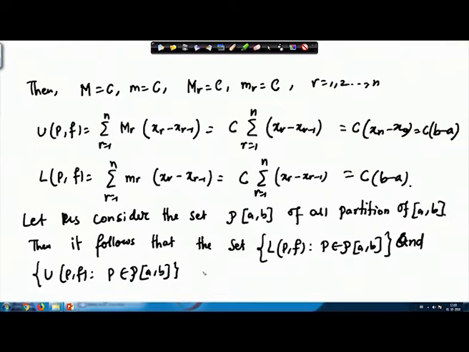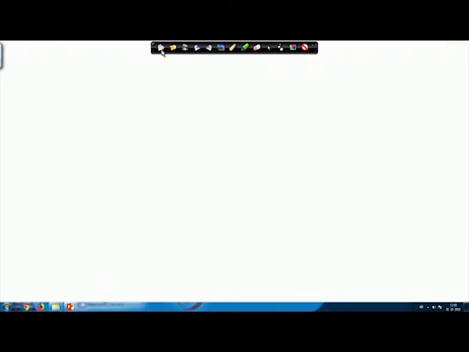They are both the singleton set c times b minus a, because it does not matter what kind of partition you will choose, since it is a constant function we will always obtain c times b minus a, and therefore the supremum or the infimum, that is the least upper bound or the greatest lower bound, will always be c times b minus a.